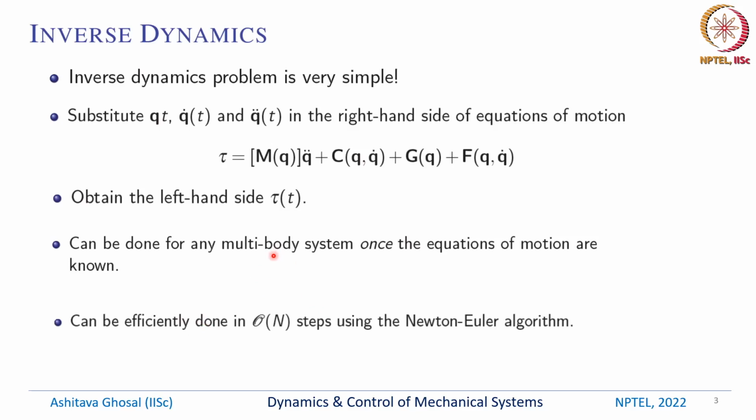It can be done, for example, in O(N) steps using the Newton-Euler algorithm, which we have looked at earlier. We can start with the base, substitute q of t, q dot of t, q double dot of t, and find all the terms on the right hand side as we go up to the final node, and then we can come down and find the torque as a function of time. So it is a linear complexity algorithm.